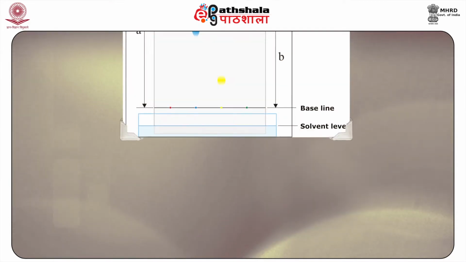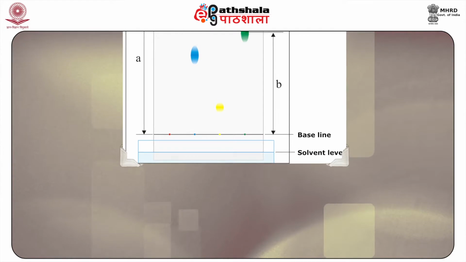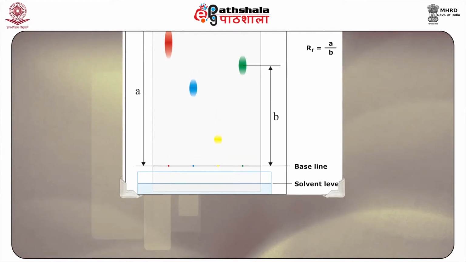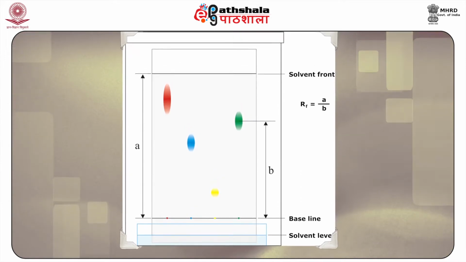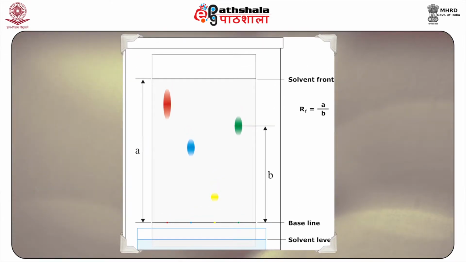RF value of each spot is obtained by dividing the distance traveled by a component by the distance traveled by the solvent front. These values are totally dependent on factors like nature of TLC plate, solvent used, etc.